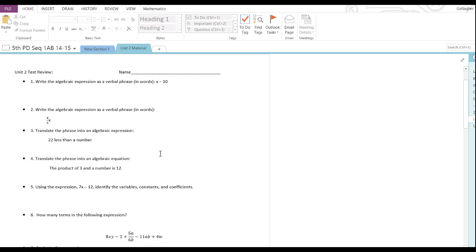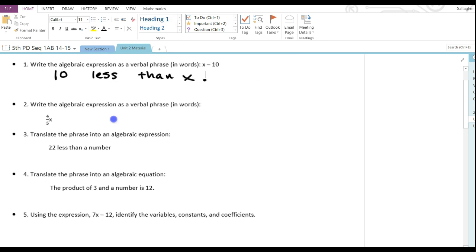Okay, so this is the unit test review as done by Mr. Gallagher. Problem number one, right here. Write the algebraic expression as a verbal phrase. That's 10. So I'm going to say 10 less than x.